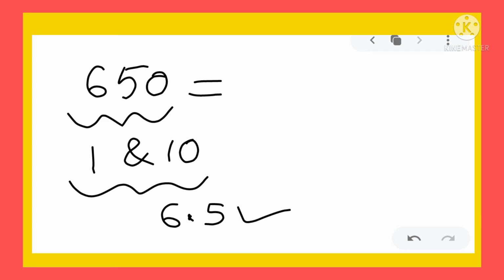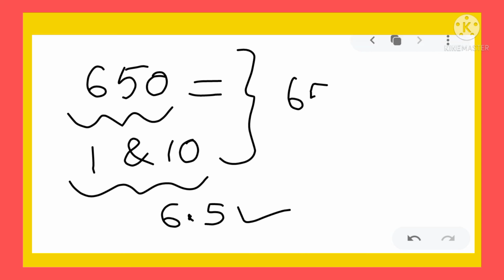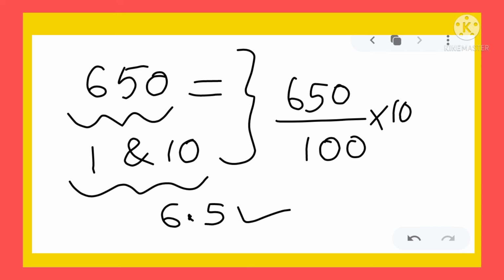For that we want to use 650 by 100, that is 6.5. But without changing the value, we want to multiply that number by 100. Here we can see multiplied by 100 and divided by 100. Then we can write this as 6.5, that is 6.5 into 10 square.